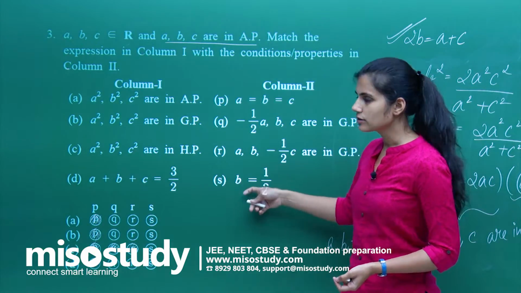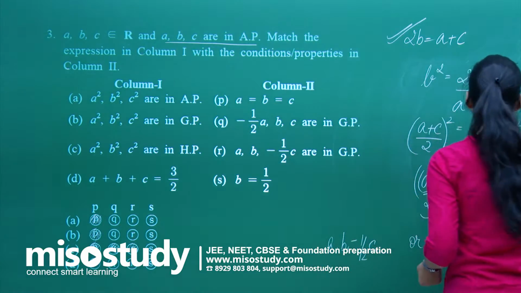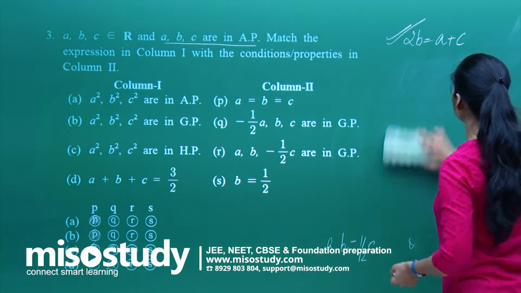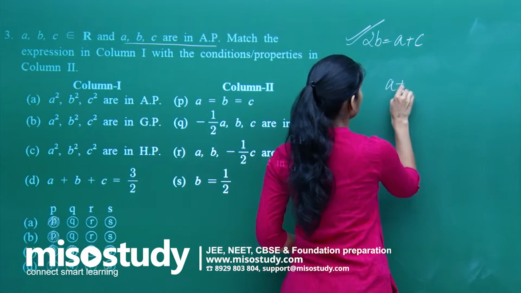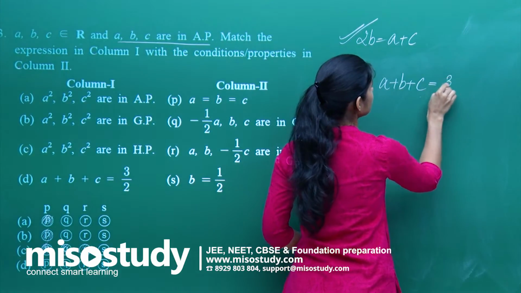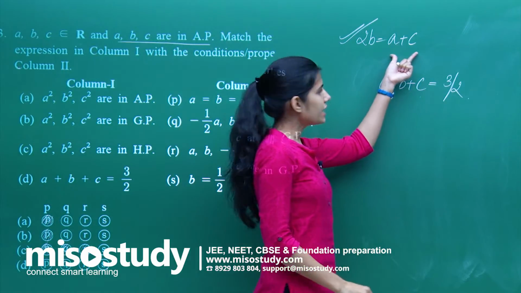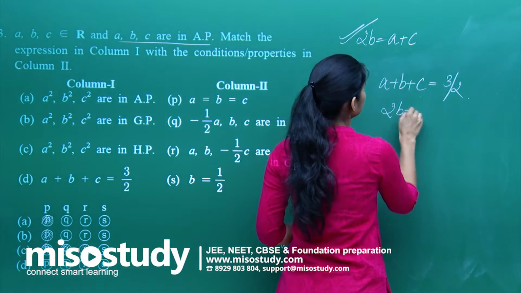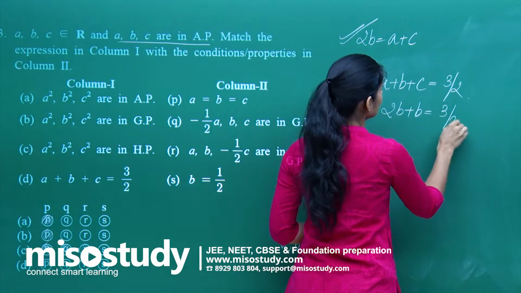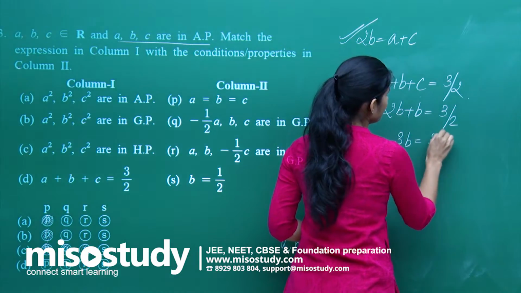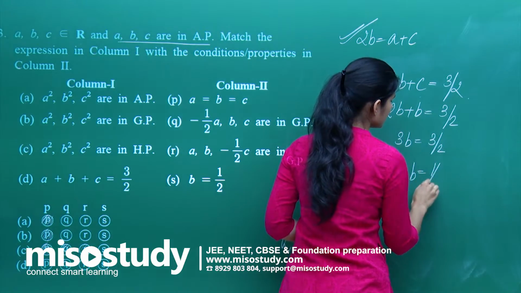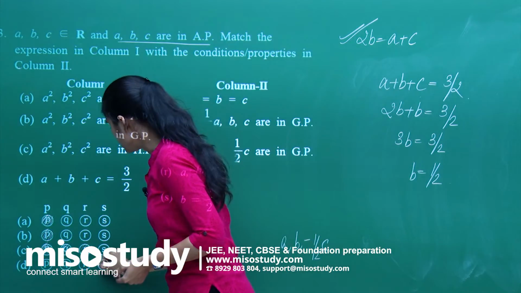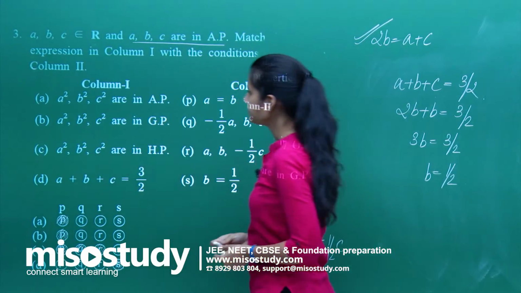Then what among those are going to hold? So if A plus B plus C is 3 by 2, you already know A plus C is twice of B. If A plus C is twice of B, then twice of B plus B is 3 by 2. Thrice of B is 3 by 2, B is 1 by 2. So D is basically going to be shaded too.